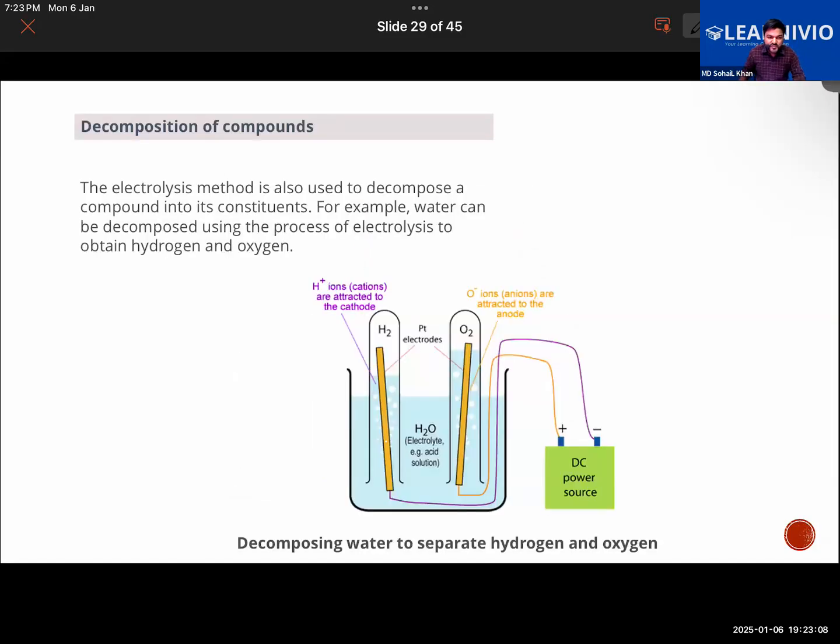Another is the decomposition of compounds. Decomposition basically means a breakdown of a compound. So a given compound can be decomposed into its constituents. Like, what is the constituent of water? Water is made up of hydrogen and oxygen, isn't it?